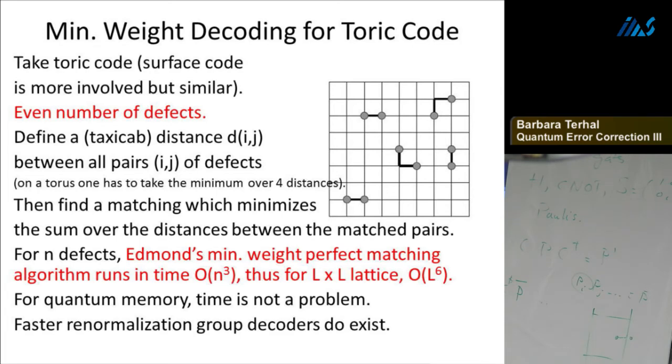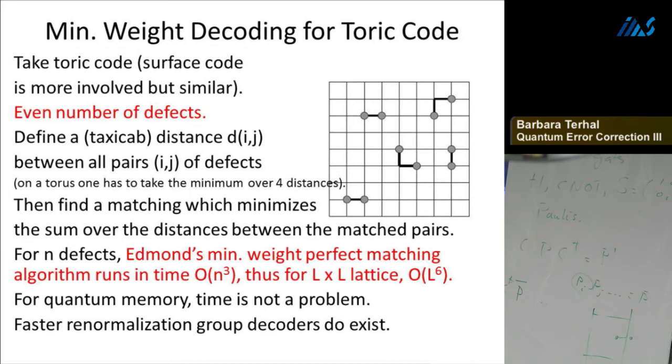It's polynomial in n, but if we apply it for such a lattice, it may still be quite inefficient in terms of requiring quite a bit of time. But as we argued, if we have a quantum memory, that is not really a problem. There are other faster renormalization group decoders. They've come around in the last 4 years. Which have, I think, sort of a pleasing, intuitive picture, and their performance is pretty good, not as good as the minimum weight matching.